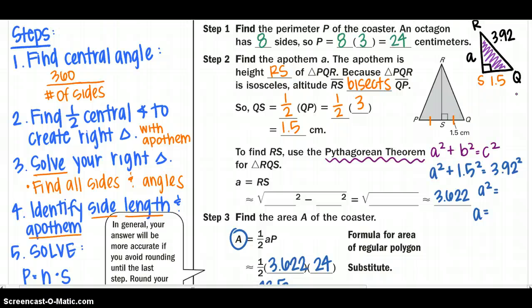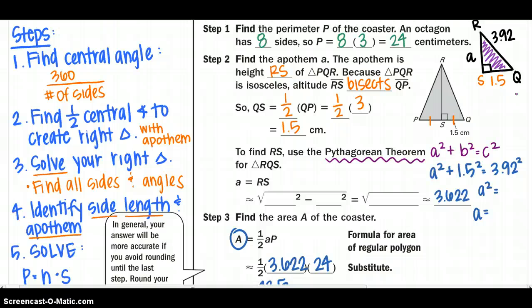My first suggestion would be to find your central angle, and remember you can do that by saying 360 divided by the number of sides of your polygon. After that, you're going to find half of your central angle, which creates that right triangle that we take out, so we can start solving for our apothem and the other sides of our right triangle. Step 3 would be to solve your right triangle. Before, we could just solve it by the Pythagorean theorem. Now we might have to use our trig functions, so sine, cosine, and tangent, to help us with that.